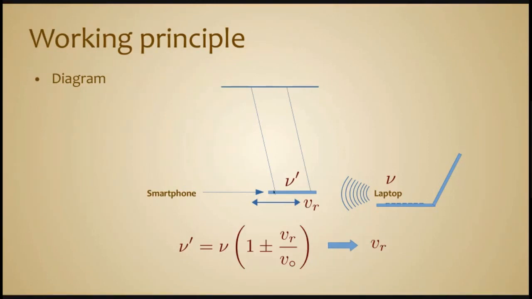Now, suppose the smartphone records the frequency. Then, from this frequency data, it can find out VR. VR is the speed of the phone. So if you know the speed of the phone, that means you find out the speed of the pendulum, essentially.